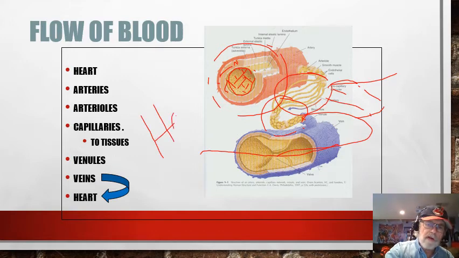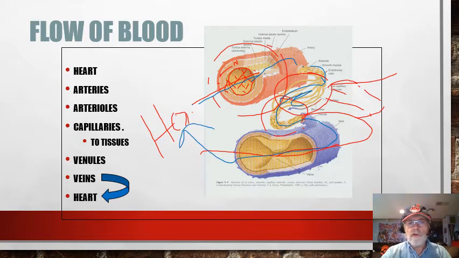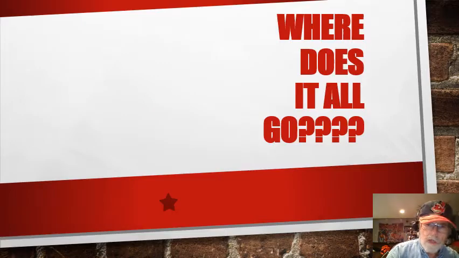So if we start at the heart here, we go this way. Let me do it a different color, okay? Heart here, we go this way through the arterioles, through the capillaries, through the venules, the vein, and back to the heart again. So it's a never-ending circle, okay? And we'll talk a little bit more about that for the rest of it. So where's it all go?